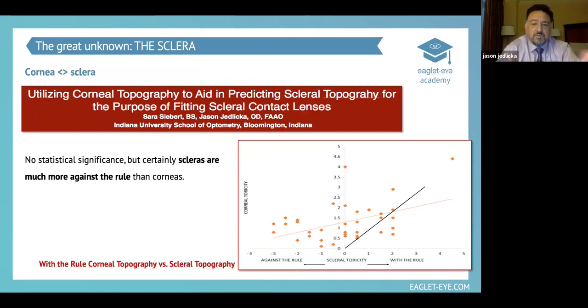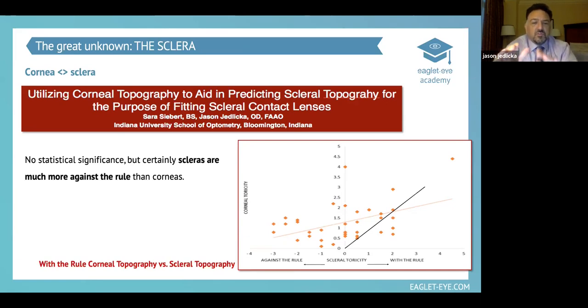And of course, as we found from our study, there was no strong correlation between corneal shape and scleral shape. However, the one thing that came out of this was a recognition that in general, without statistical significance, we know that scleras are far more against the rule in shape than corneas. Against the rule corneas make up a very small percentage of corneal shape, but against the rule scleras probably comprise a good 30 to 40% of scleras.